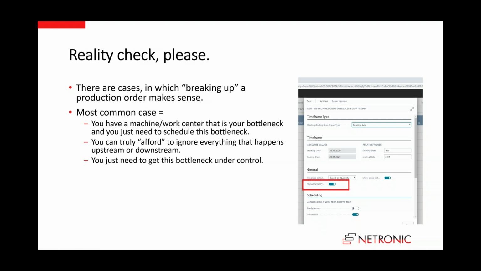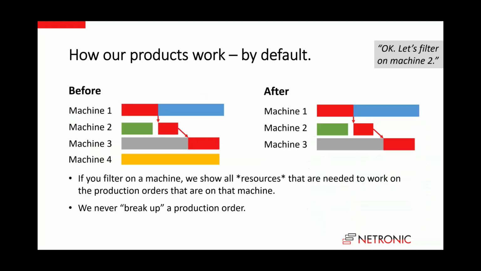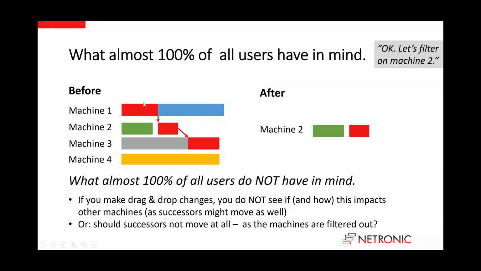And the most common case where it makes sense is if you are a customer, and you have a machine or work center that is your bottleneck, and you just need to schedule this one bottleneck. And you can really afford to ignore everything that happens upstream or downstream, you just want to get this one bottleneck under control, right? In this case here, it is machine 2. Machine 2 is your bottleneck, and you really don't care how the situation at machine 1 looks, and you really don't care what 3 and 4 is.